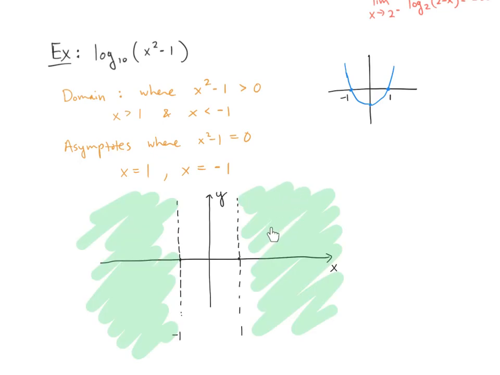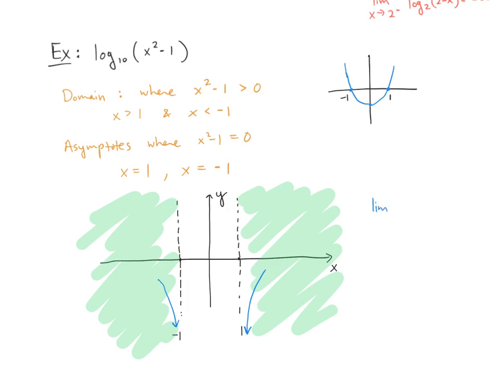So the domain of the function is all the stuff in green, to the right of x equals 1, to the left of x equals negative 1, and those vertical lines, x equals 1 and x equals negative 1, are the vertical asymptotes. So our function has to look something like this. And this is just a little piece of it, but it's got to be going to negative infinity as we approach 1 from the right and negative 1 from the left.